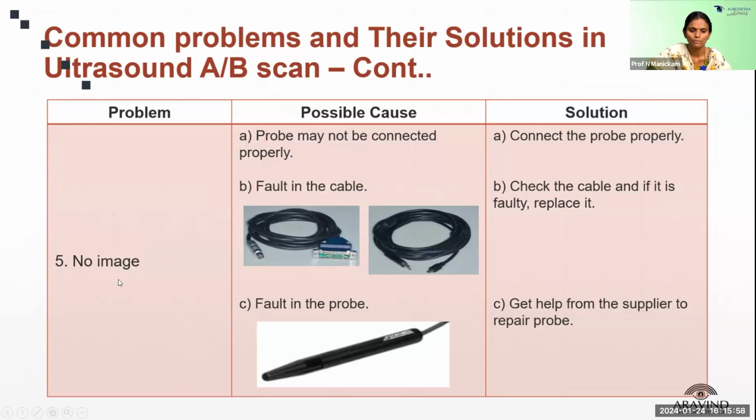The fifth one is no image. The console is working, but the display has no image. Maybe the probe is not connected properly, so connect the probe properly. After that, if there are still no images, maybe there is a problem with the cables or the probe. First replace the cable. If after that you get the same result, maybe the fault is in the probe, so get help from the supplier.